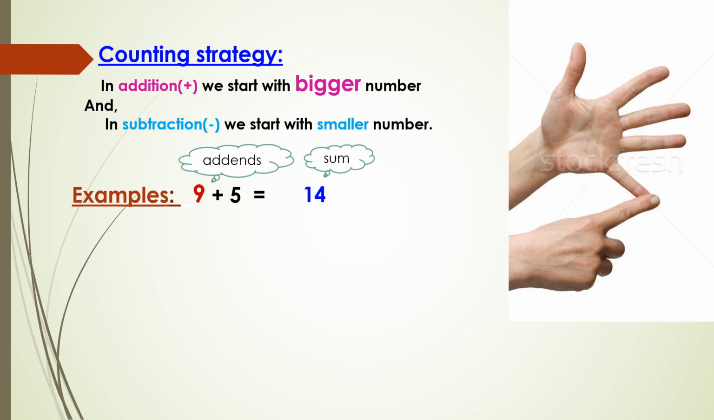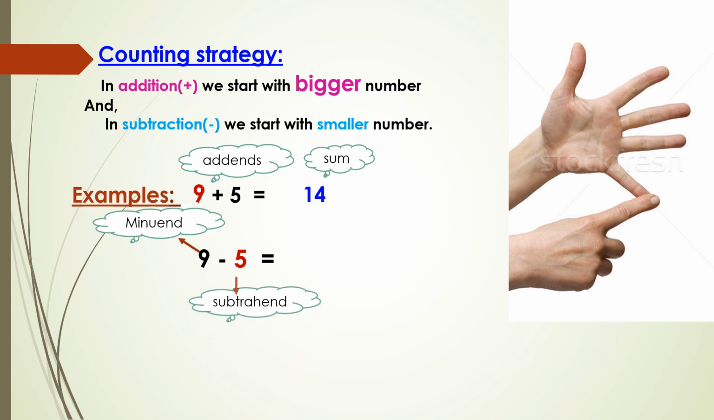The next example, 9 minus 5. Look at the sign, it's a minus, so it's a subtraction problem. Okay? You have to look carefully. The first number in a subtraction problem is called minuend. 9 is called minuend, while 5 is called subtrahend, and the result is called difference.